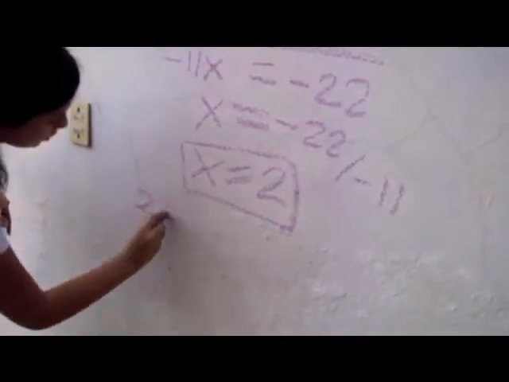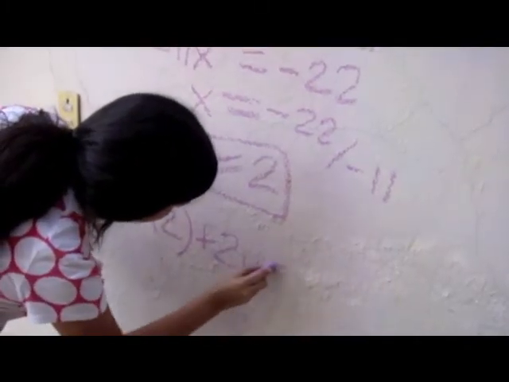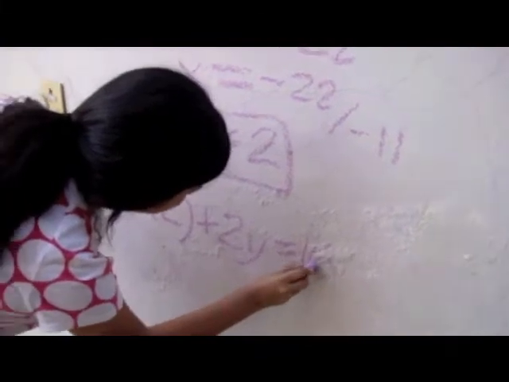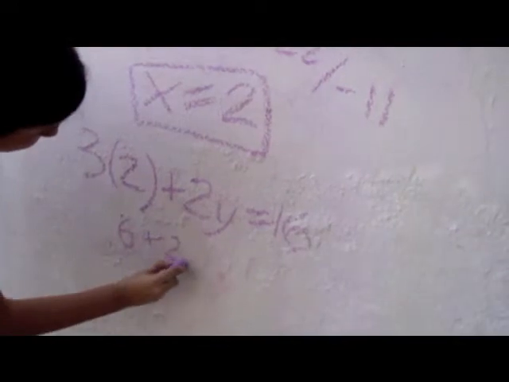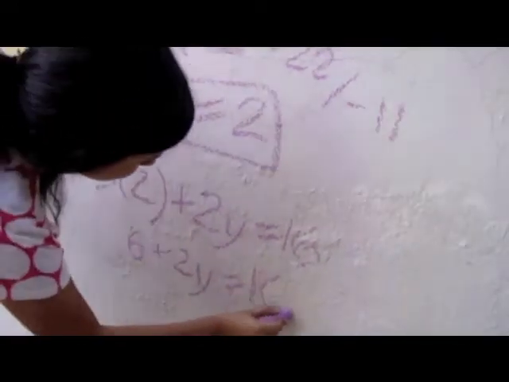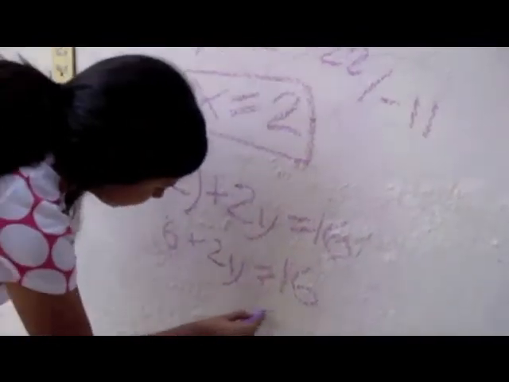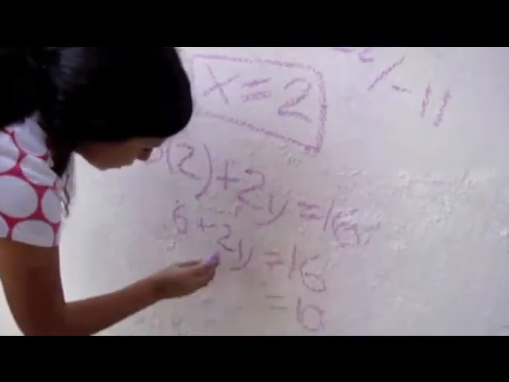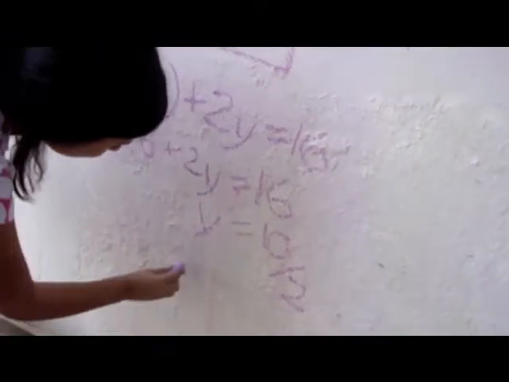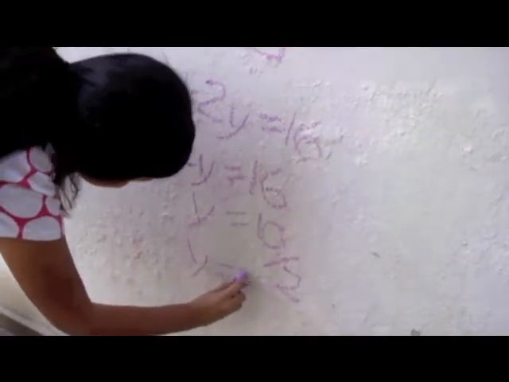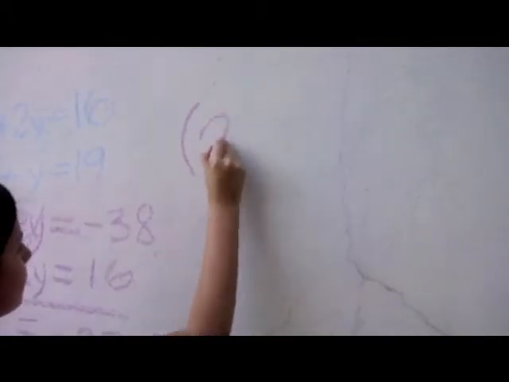3x, so in the x we put 2, plus 2y equals 16. 3 times 2 is 6, plus 2y equals 16. We pass the 6 subtracting, and we will have a 10. And then we pass the 2 dividing, so it will be 10 divided by 2, and we will have 5. Now we have both values, and the solution is (2, 5).